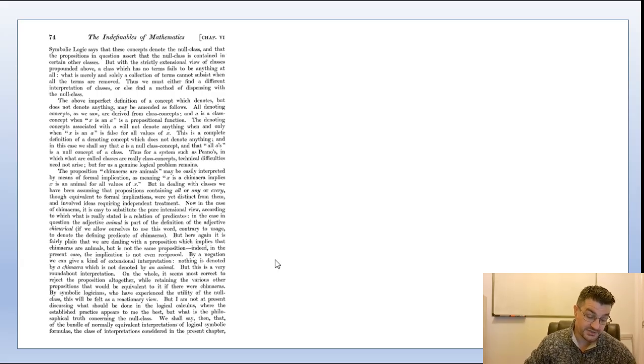But what is the philosophical truth concerning the null class? We shall say then that of the bundle of normally equivalent interpretations of logical symbolic formulae, the class of interpretations considered in the present chapter, which are dependent upon actual classes, fail where we are concerned with null class concepts, on the ground that there is no actual null class.